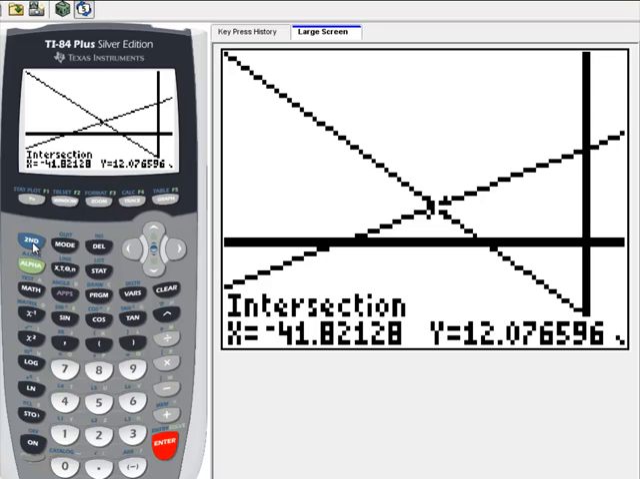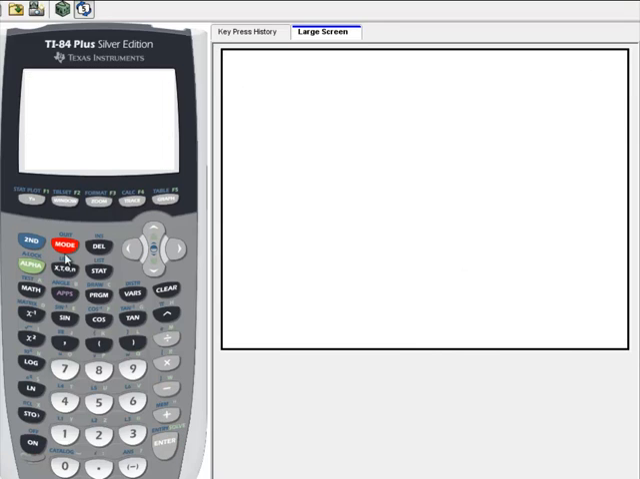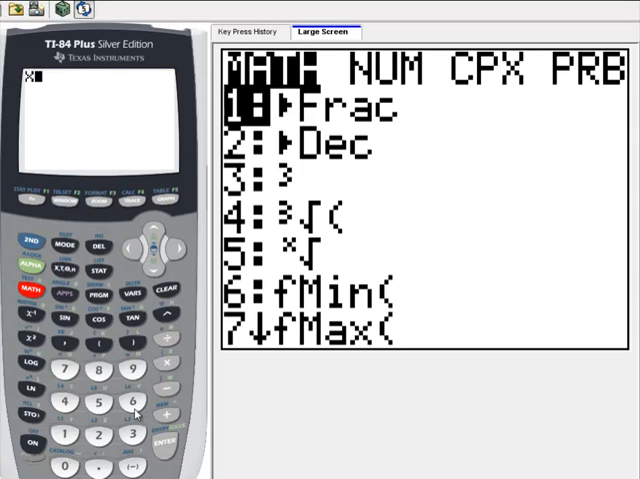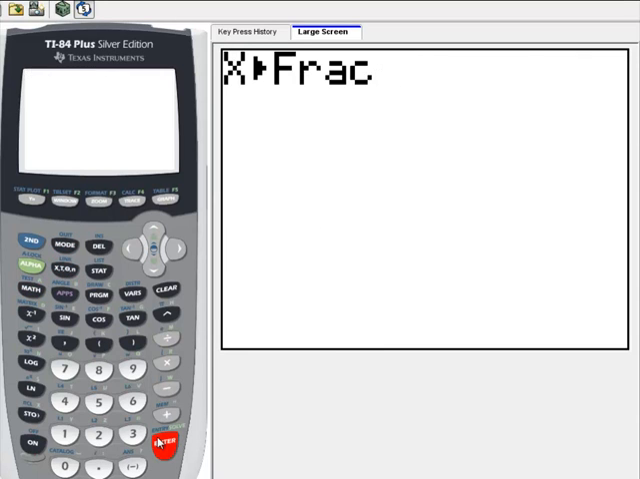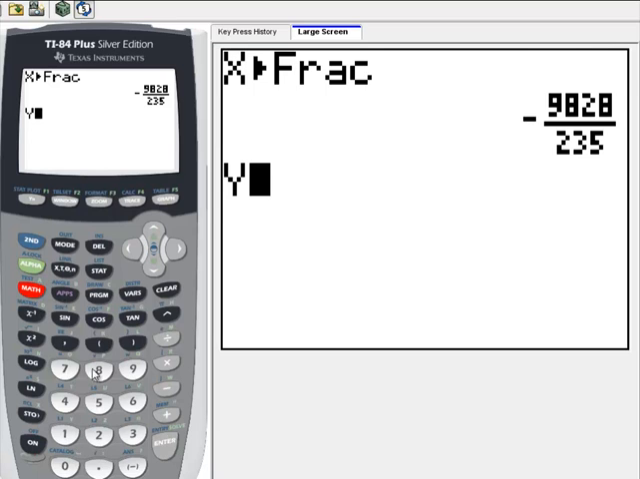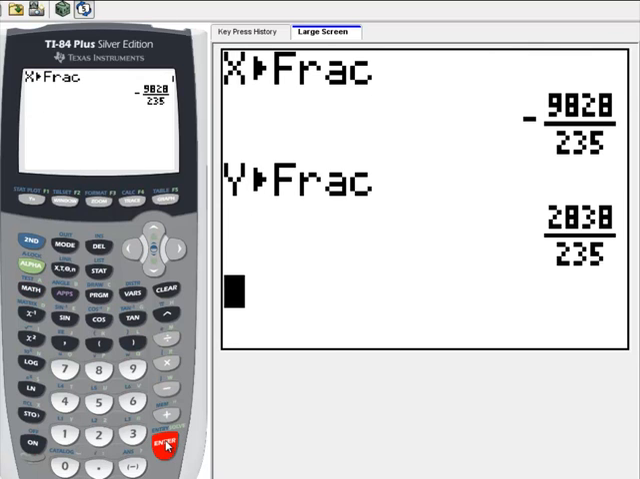Let's go back to the home screen. Take a look at x. Math. Fraction. Go. Okay. Got an exact x coordinate. How about y? Alpha. Y. Math. Fraction. Go. Okay. Ready to go back to our paper and record a solution.